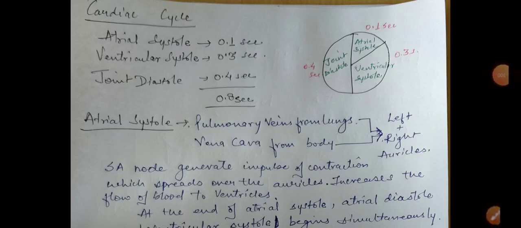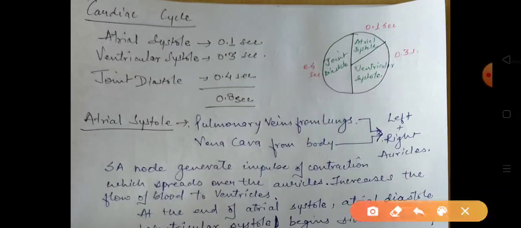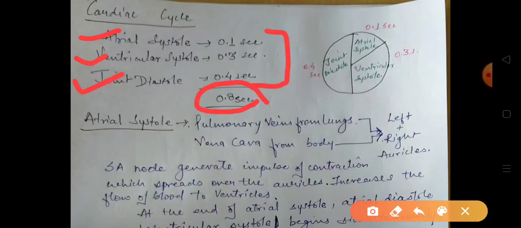Our topic is cardiac cycle. Cardiac cycle consists of an atrial systole and ventricular systole. One atrial systole, that means contraction of the auricles, and contraction of ventricles, along with joint diastole, that means relaxation of both auricles and ventricles, constitute one cardiac cycle. The time duration taken for one cardiac cycle is 0.8 second.